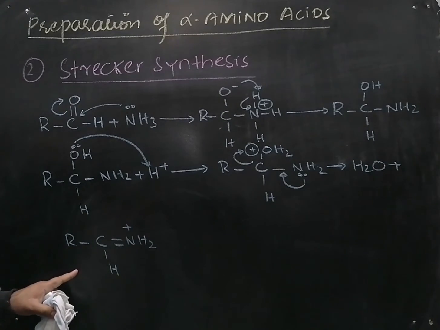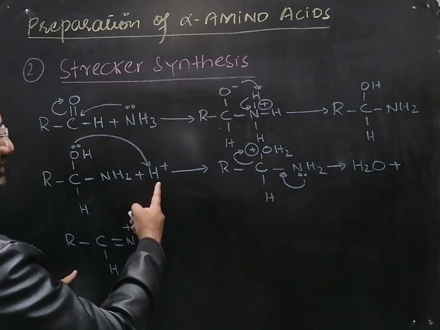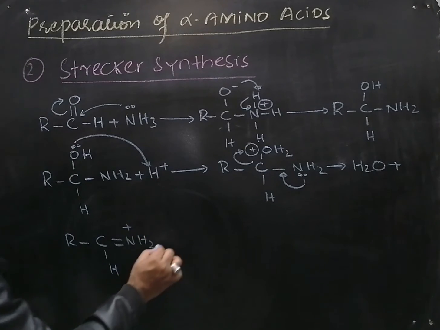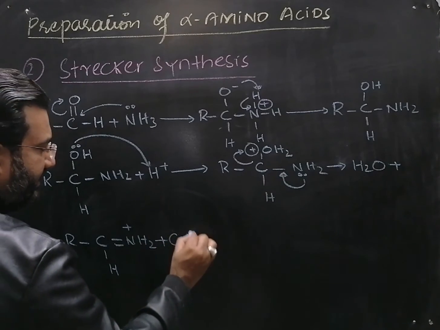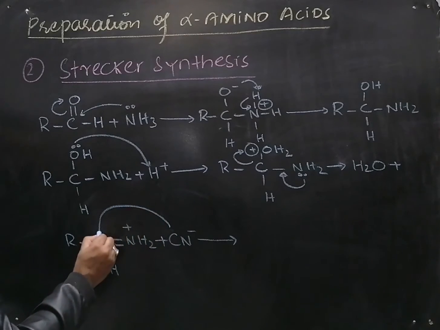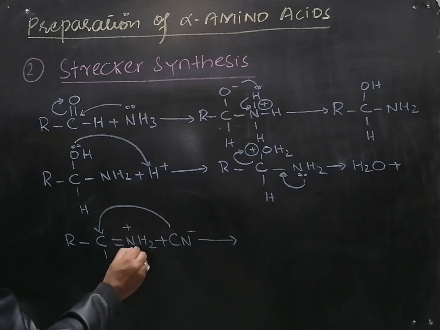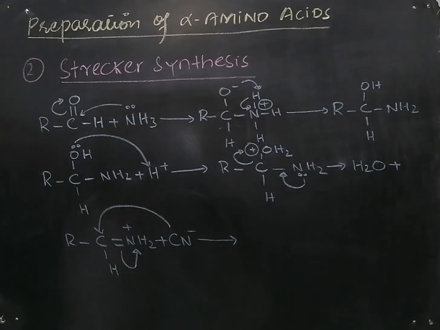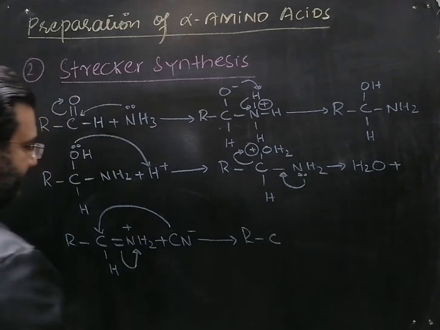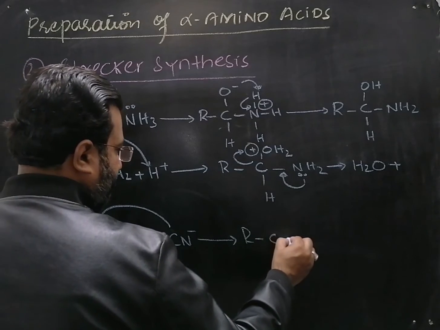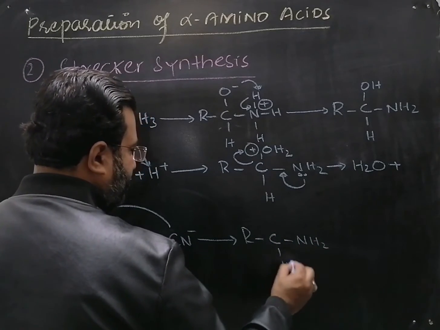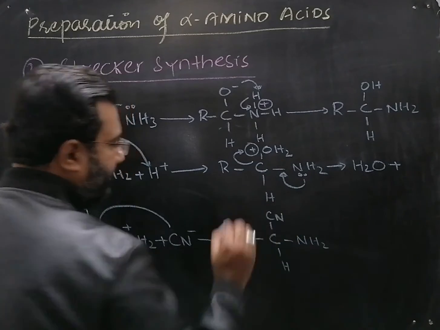Now dear students, when H positive was given by the HCN, the remaining negative ion was left. So that CN negative ion now will attack the carbon, and carbon will shift its pi bond to the nitrogen. So R, C, NH2, H, and here will be the CN.